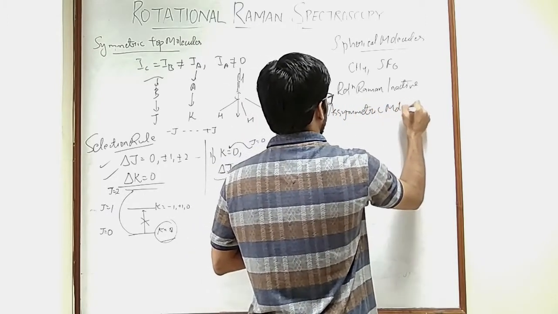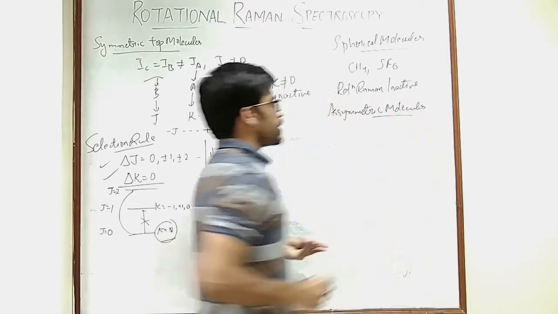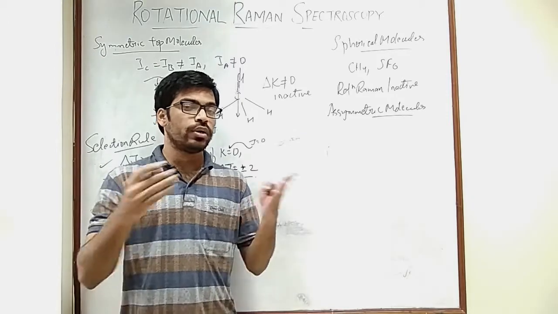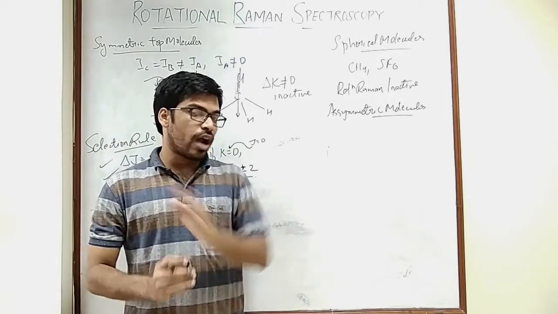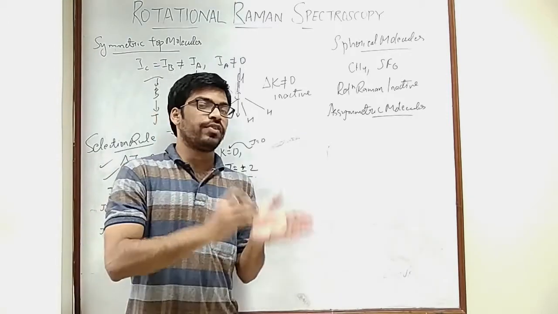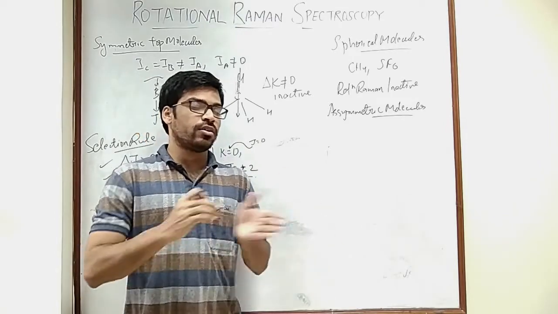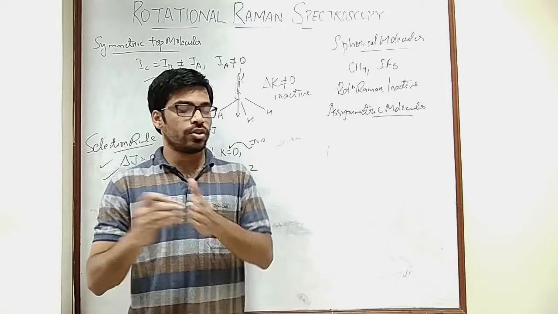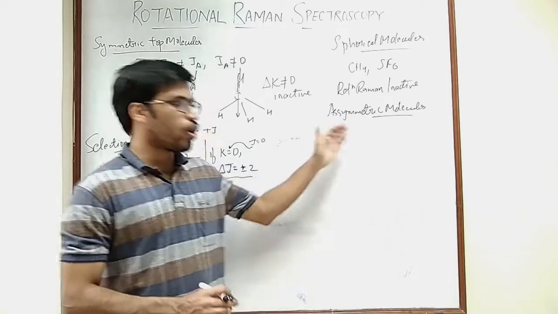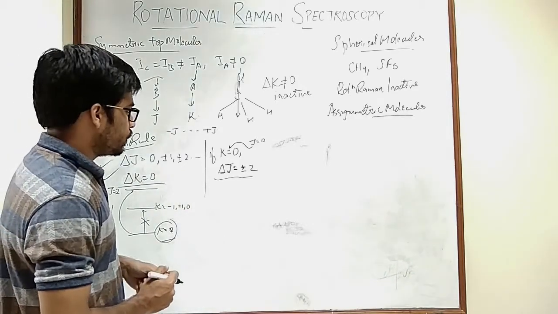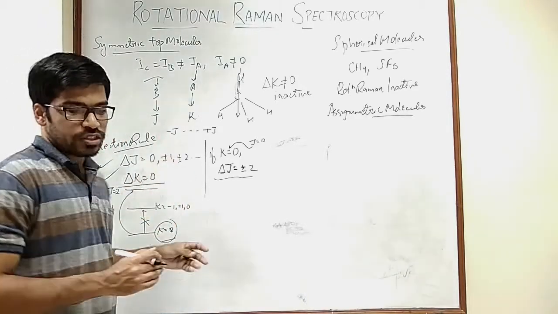And the last is asymmetric molecules. Just like in case of pure rotation spectra, asymmetric molecules are really difficult to study because of the large number of split lines that you get for the three different rotational constants. Similarly, it is difficult to study these molecules in rotational Raman spectra also. So we are not going to discuss that here. Okay, so I think that's all I wanted to discuss. Now we'll start with the questions.